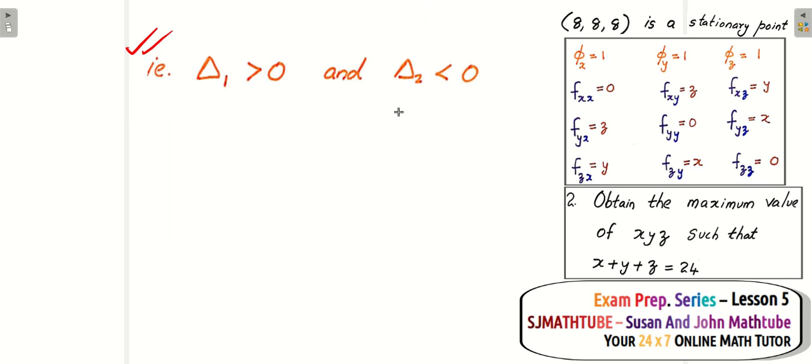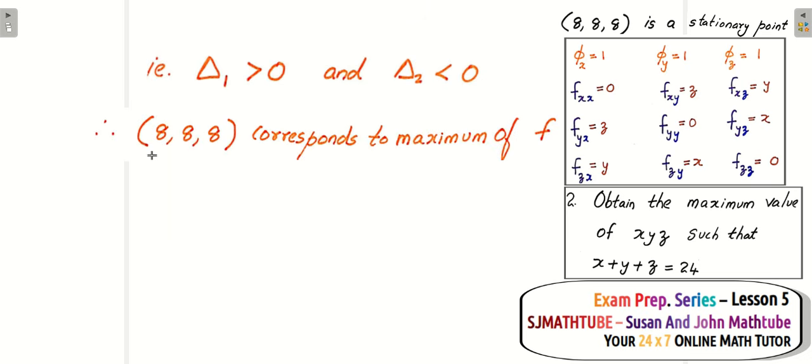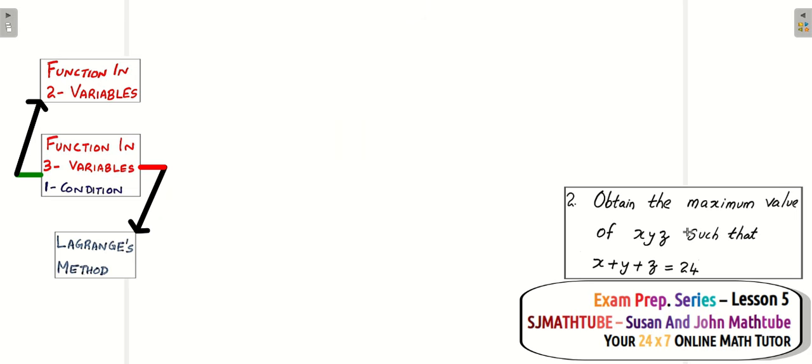So I gave you the condition. That means delta 1 positive, delta 2 negative. That means this point corresponds to maximum. And this is our function. So plug in the value 8, 8, 8, and you'll get the maximum value.